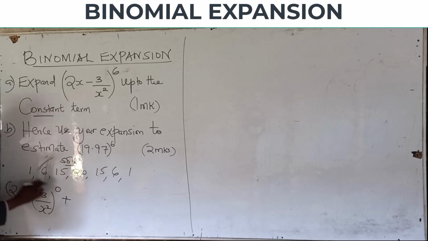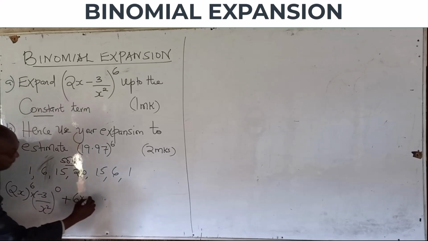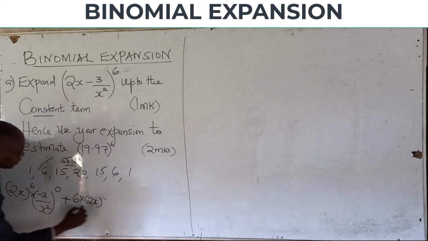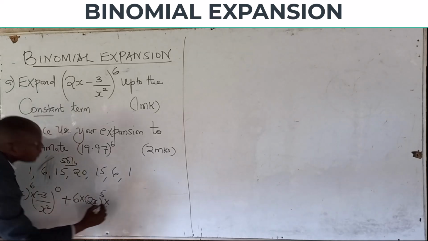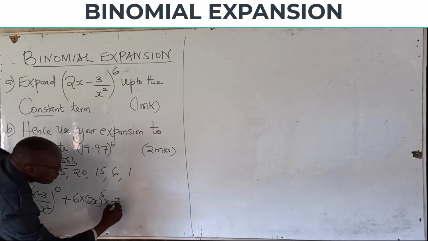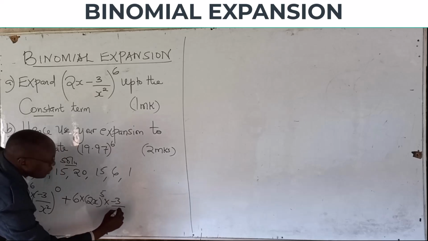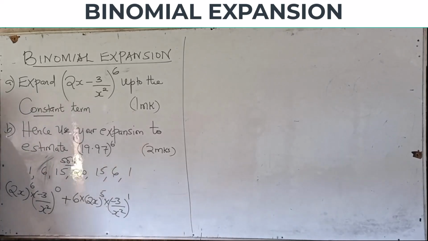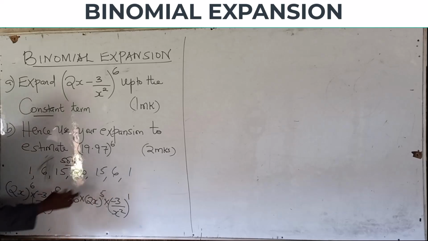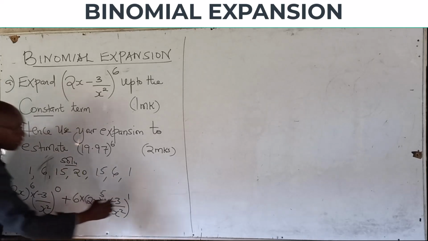Plus the second coefficient, which is 6. Don't forget this, 6 multiplied by 2x, which now reduces to power 5, and then the second term, negative 3 divided by x squared, raised to power 1. So you can see the first term goes from power 6 to power 5, it keeps reducing, then the second term starts from 0, then power 1, and so on.